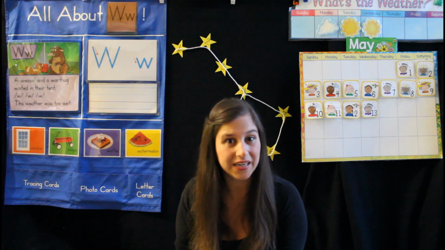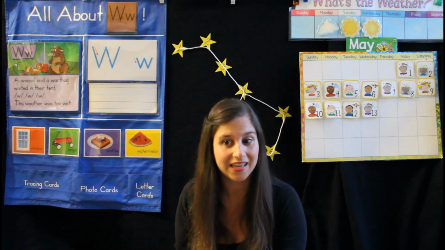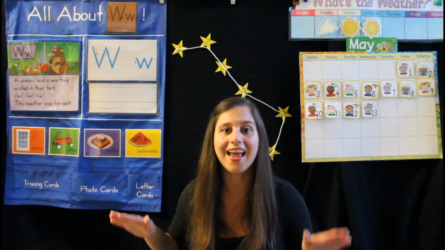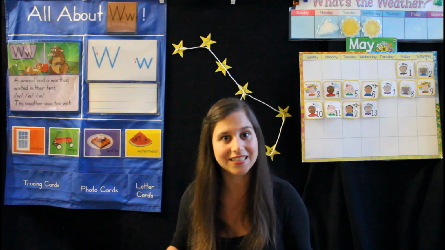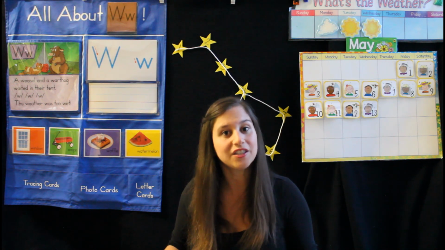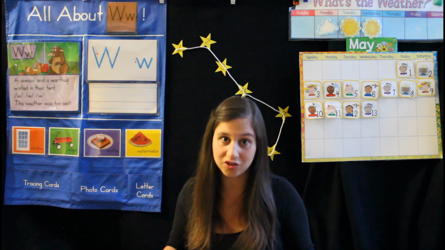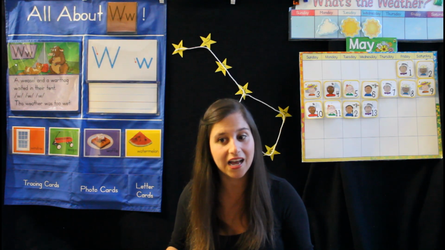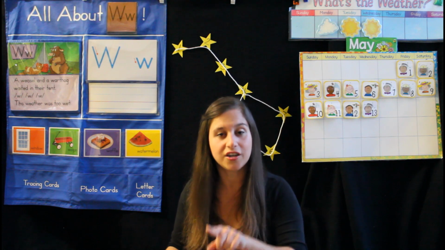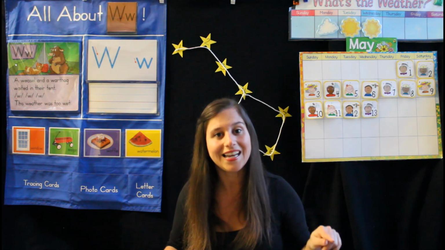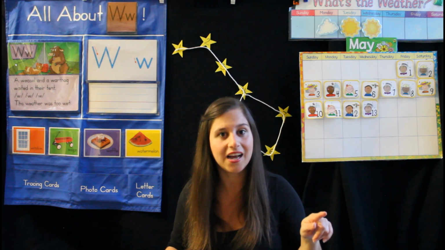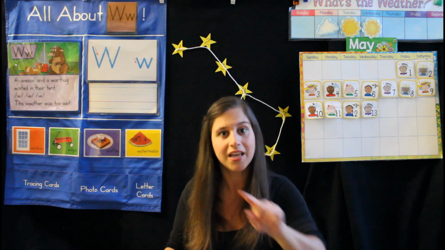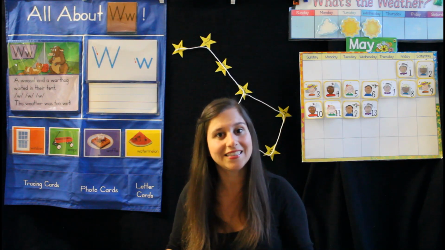Do you remember how many constellations are in the sky? 88 constellations in the sky. Oh, the stars make a picture. Connect the stars like dot to dot. Together they make a picture.